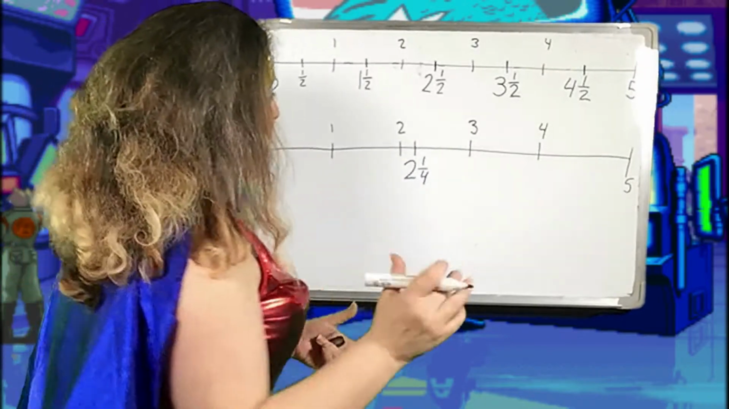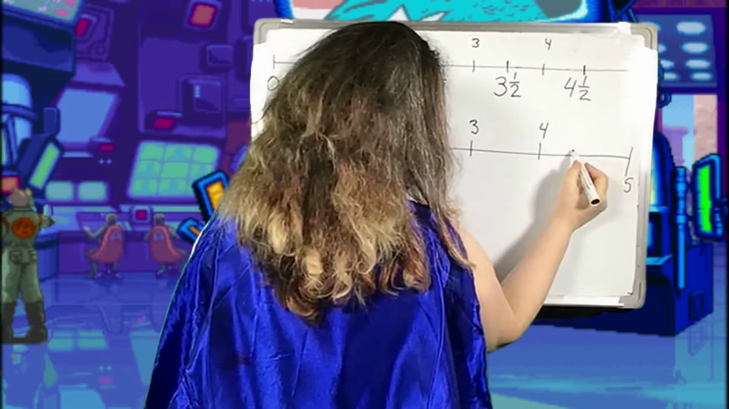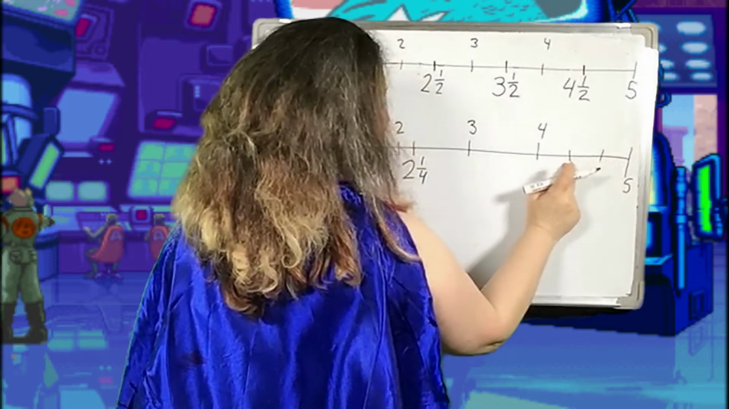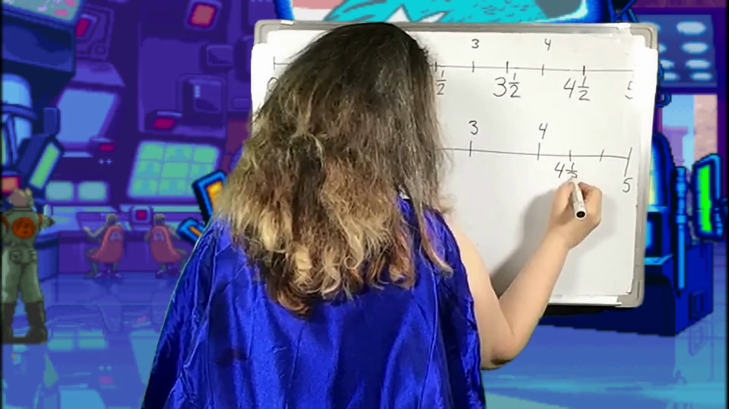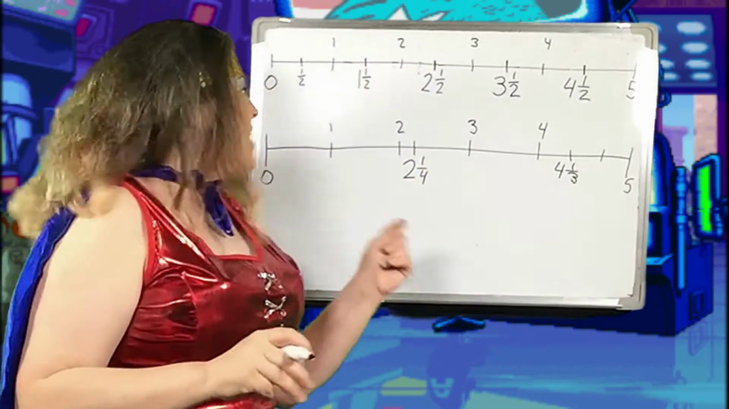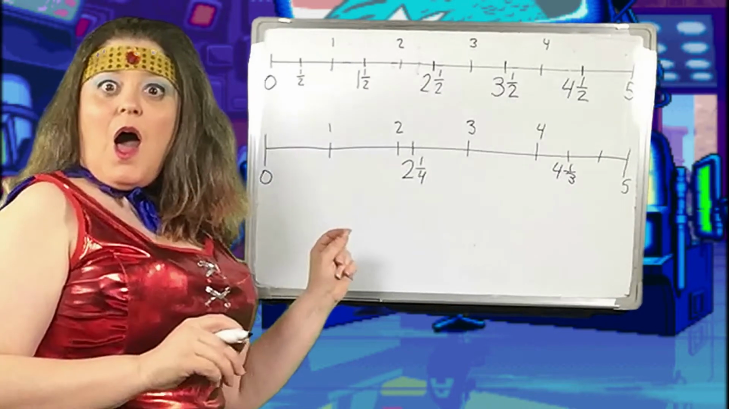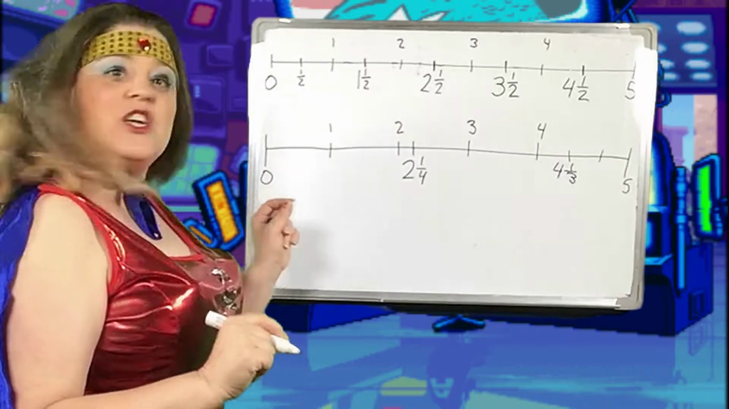To work out thirds, we need to break this into three equal pieces. So one, two, three equal pieces. So this one must be 4 1/3. That's good. I like that. Well done. Oh, that's very good.